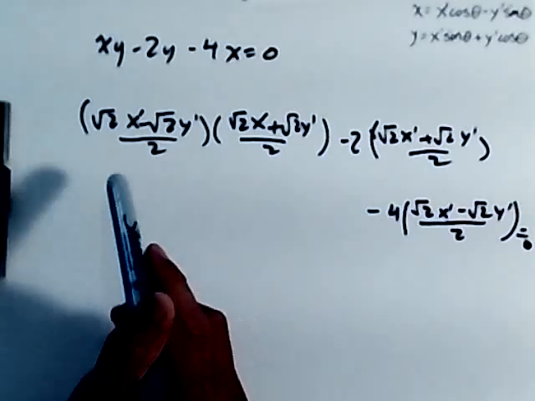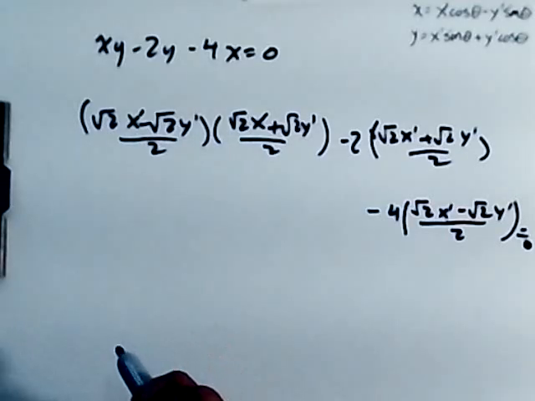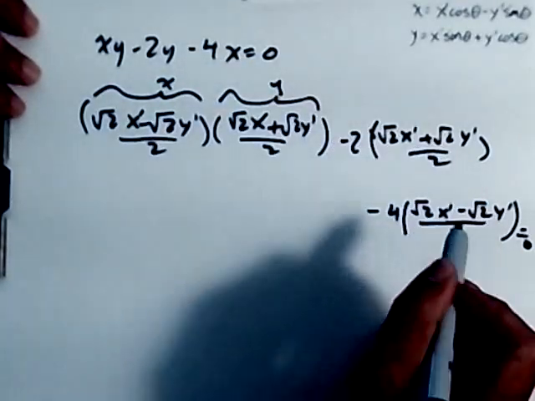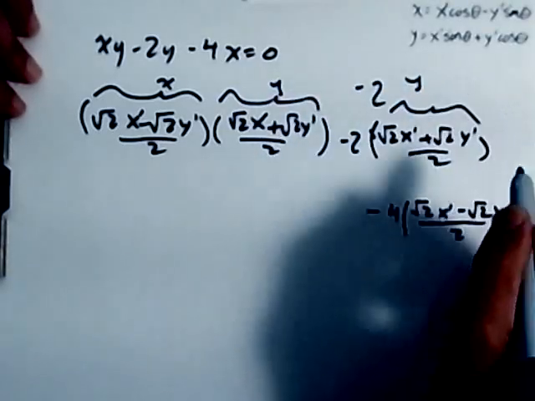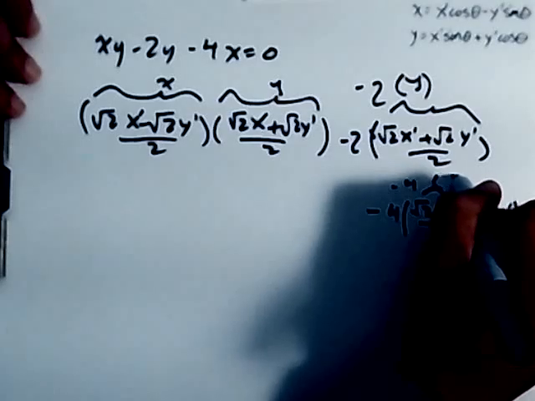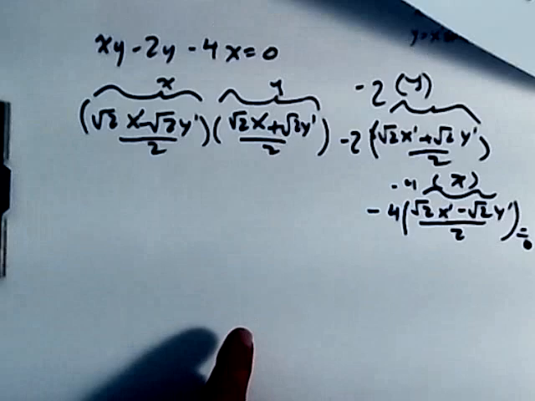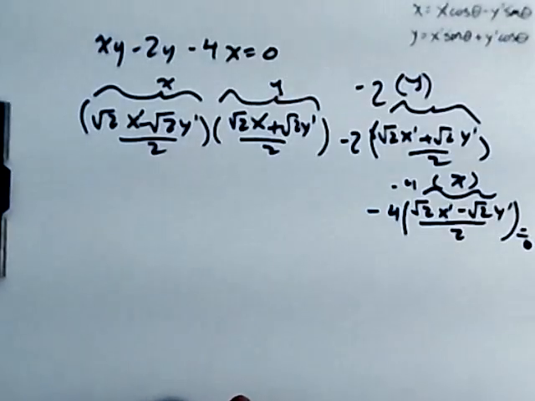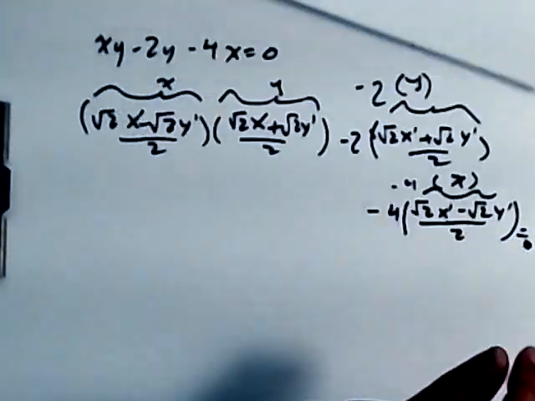This is the hardest part, guys, so make sure you can do all of this out. We're going to distribute this out, the first term. So that's x right there, that's y right there, x times y, minus 2 times y right there, minus 4 times x equals 0. Basically, I replaced all of the old x and y with these new functions. By the way, the angle of rotation is going to be positive 45 degrees. We're going to need that a little bit later on.